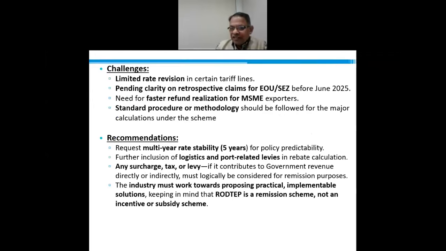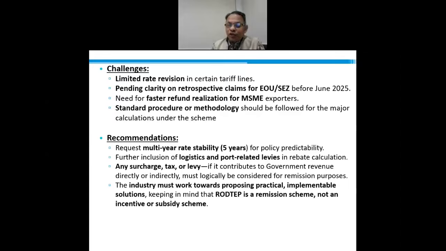What are the challenges? Limited rate revision in certain tariff lines. You have no scope to increase, particularly for those products which are made with, say, two raw materials and a simple process. What are the chances of revision?